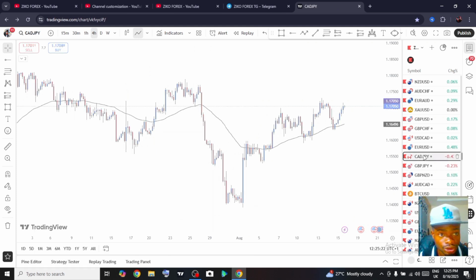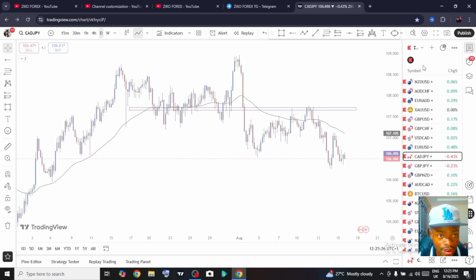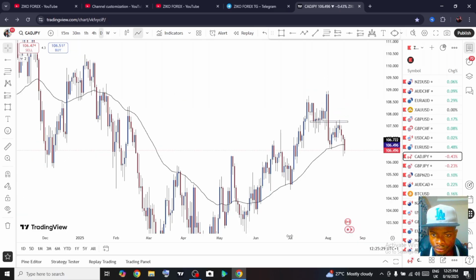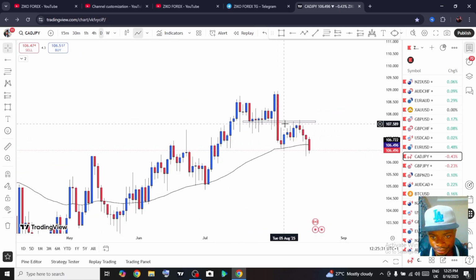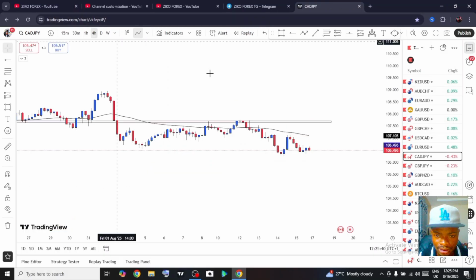We are not adding Euro USD for the pairs for the week. Let's see what we have on other pairs. CAD JPY. Wow. Pretty sure this trade left me. I'm trying to understand why I did not see this trade.